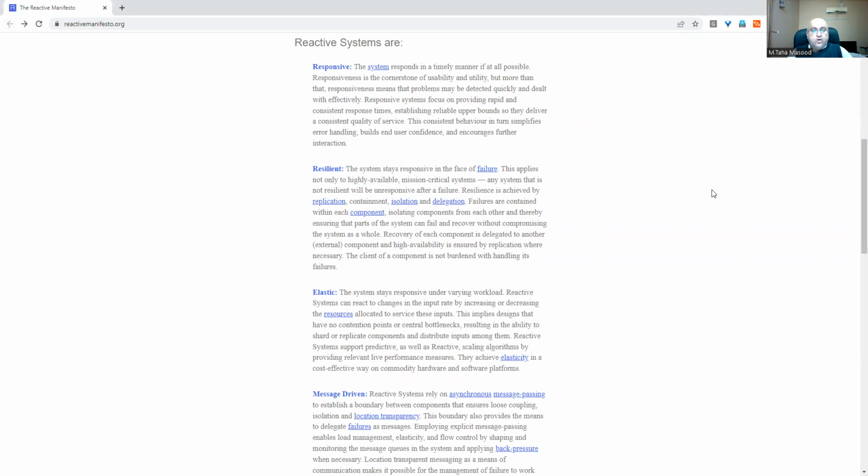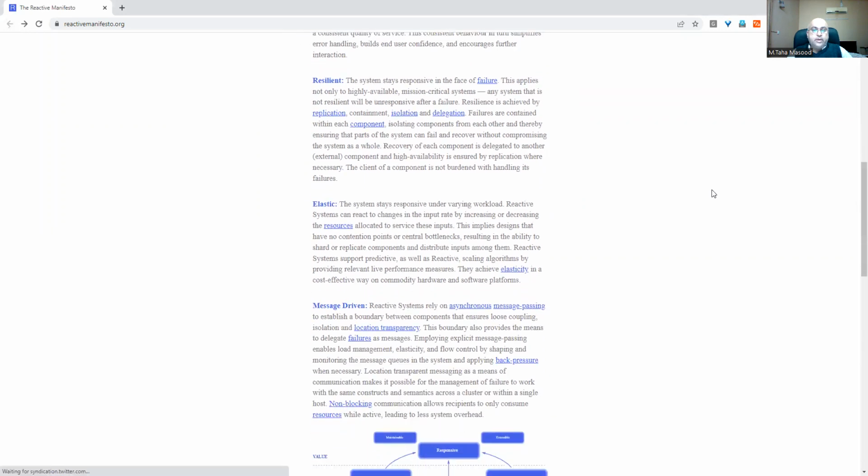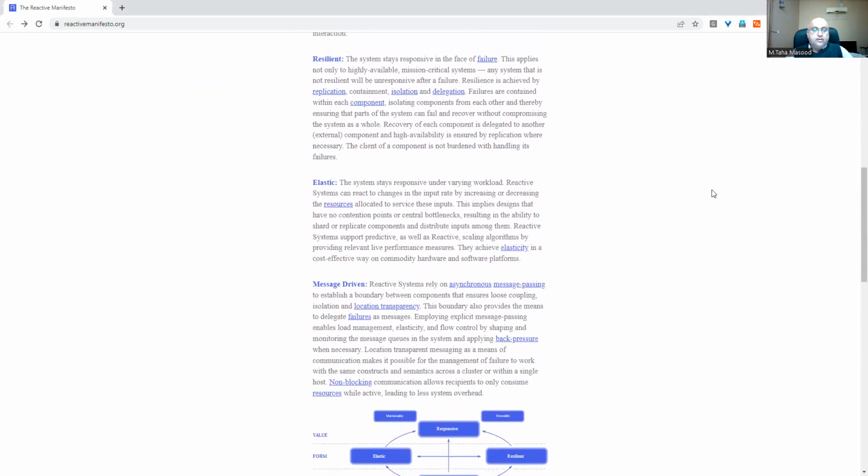All right, now we have to see what is resilience. Let's first read it. The system stays responsive in the face of a failure. This applies not only to highly available mission critical systems, like medical systems, aerospace, or military avionics, they're truly mission critical.